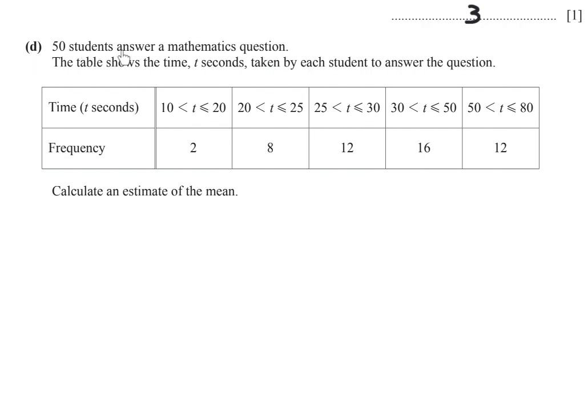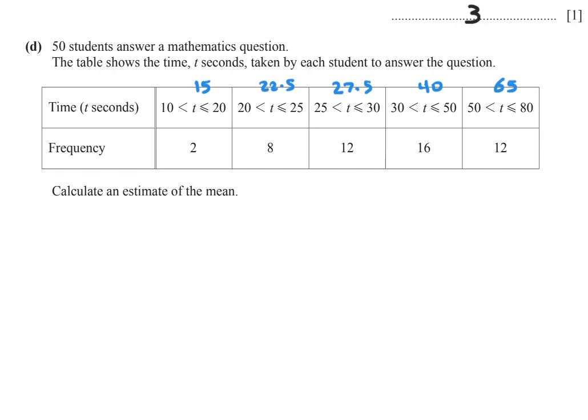D. 50 students answer a mathematical question. The table shows the time, t seconds, taken by each student to answer the question. Calculate an estimate of the mean. To find the mean, find the middle value for each group. Then multiply the middle value by the frequency. Then divide by the total frequency, which is 50. So the middle value for the first group between 10 and 20 is 15. Next, between 20 and 25, 22.5. Between 25 and 30, 27.5. 30 and 50, 40. 50 and 80, 65.